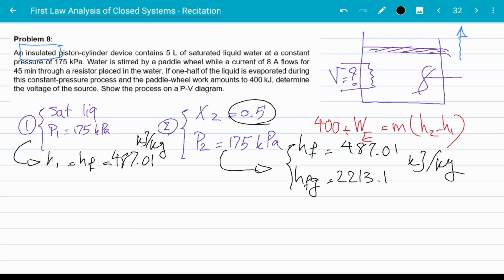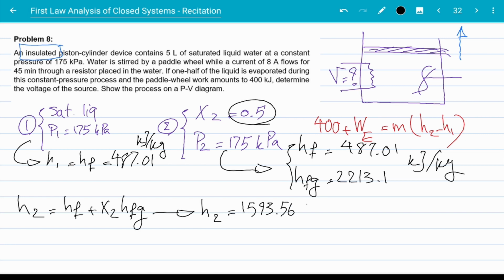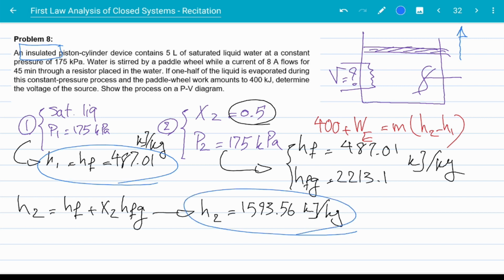Now I can use the equation h2 is h_f plus x2 times h_fg. If I plug in numbers, I get h2 is 1593.56 kilojoules per kilogram. So I have h1 and I have h2. I can plug both into the equation on top. What I get is 400 plus electric work is equal to the mass times the change in enthalpy.